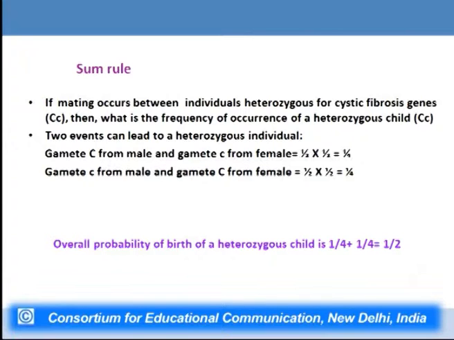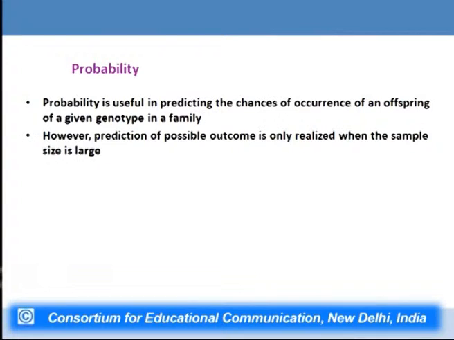So, these are the two rules for probability, and these can be used for calculating probability in genetic events. There are two rules, namely the product rule and the sum rule, which can be used to calculate the probability of any genetic event, like calculating the genotype of an offspring being born in a family. Probability is useful in predicting the chances of occurrence of an offspring of a given genotype in a family. However, this prediction of possible outcome is only realized when the sample size is quite large. In a small sample size, it might not give an accurate probability.